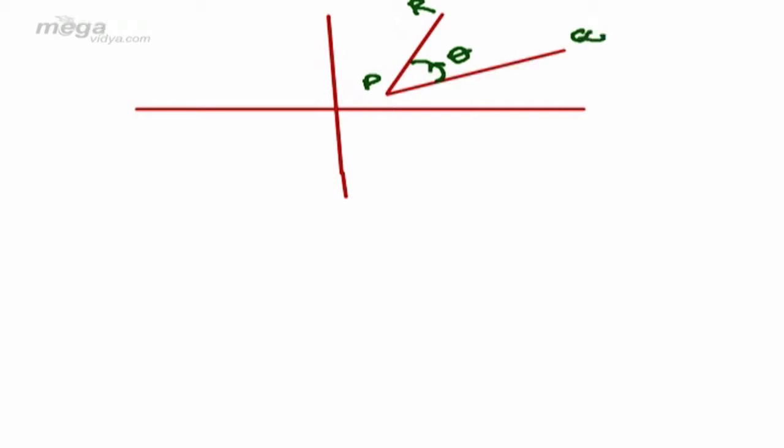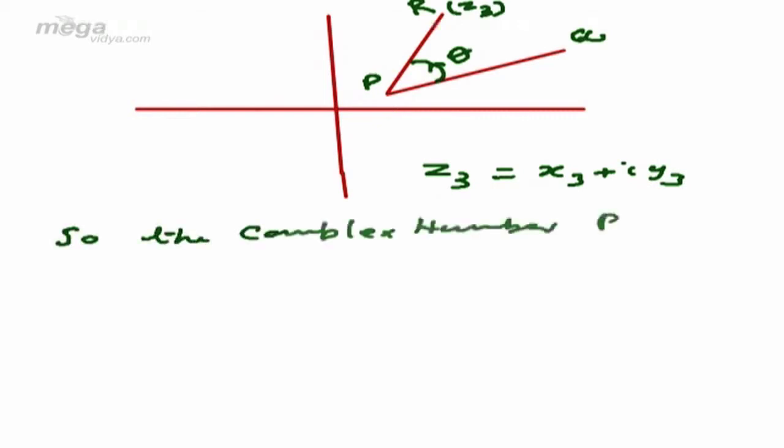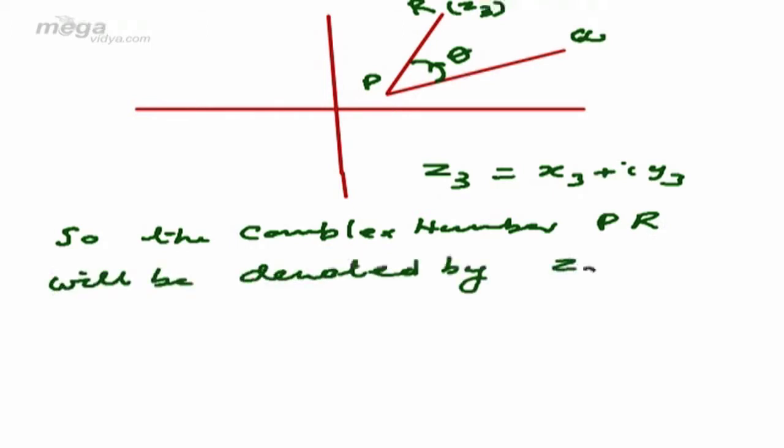Now the R point is Z3, that is Z3 is equal to x3 plus i y3. So the complex number PR will be denoted by Z3 minus Z1 is equal to PR. Now we have rotated the line PQ to the new position PR in the anti-clockwise direction with an angle theta.